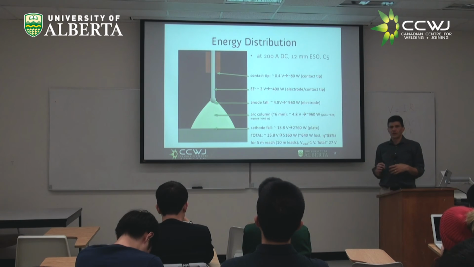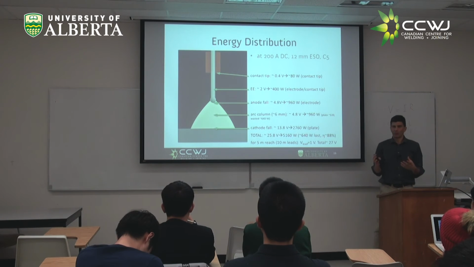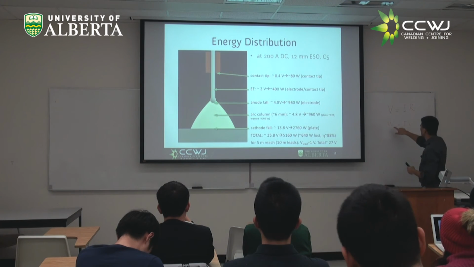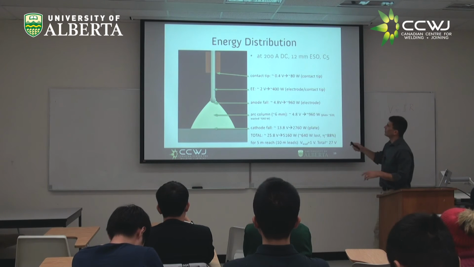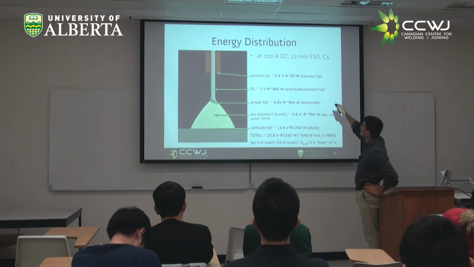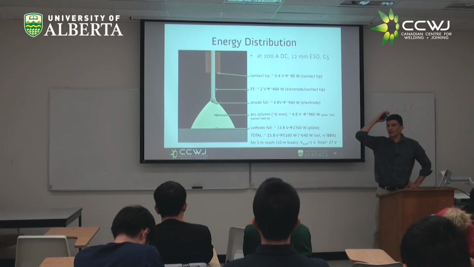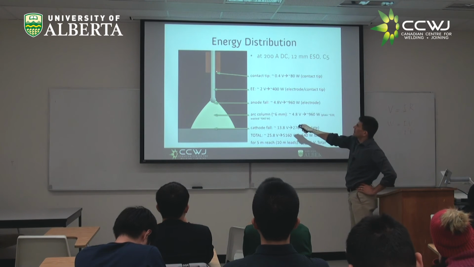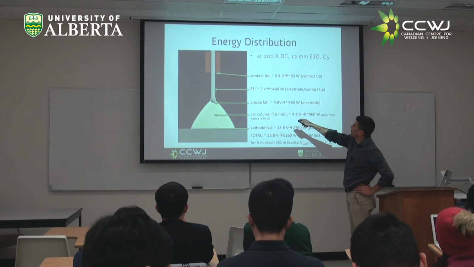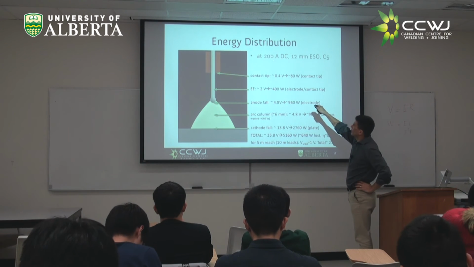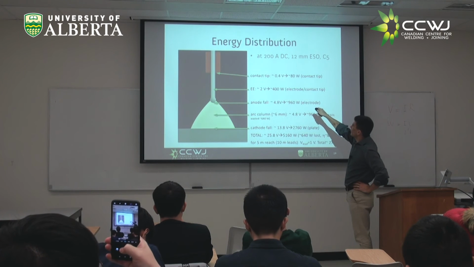So now, based on all these things we have discussed, and these formulas here, voltage is current times resistance, power is current times voltage. So let's say 200 amps DC, 12 millimeters stick out. C5 means argon 5% CO2, C10 is argon 10% CO2. They call it that way. So at the contact tip, you'd have 200 amps times 2 milliohms, 0.4 volts, 80 watts.